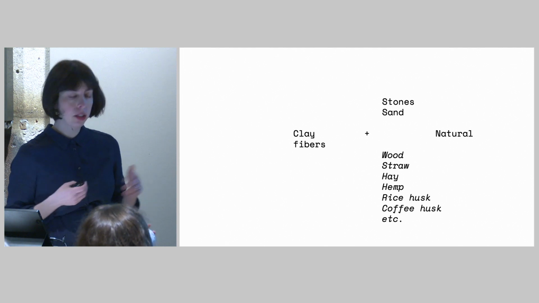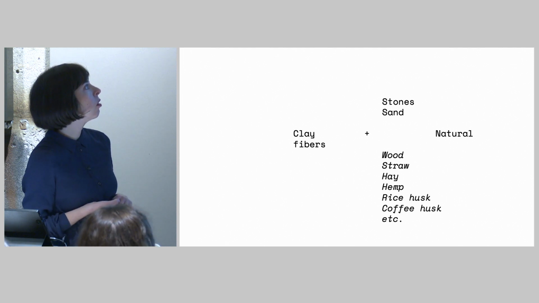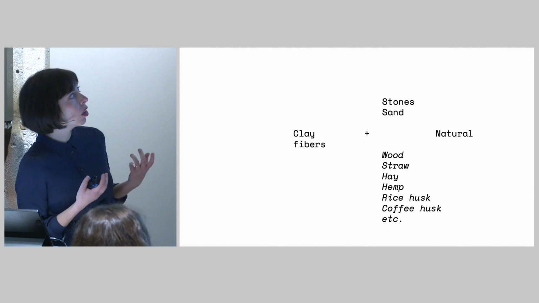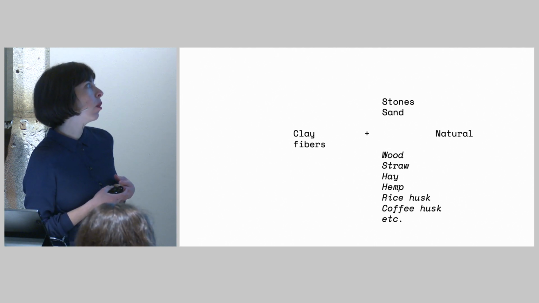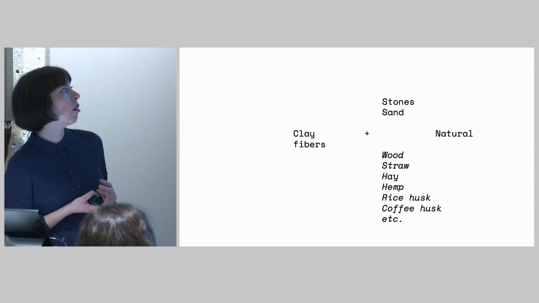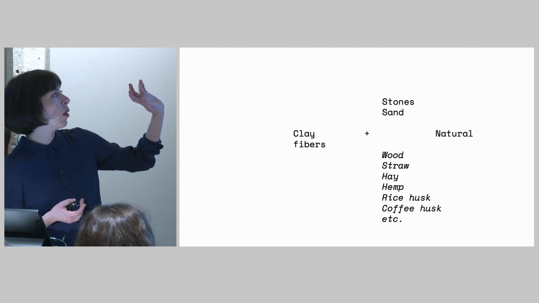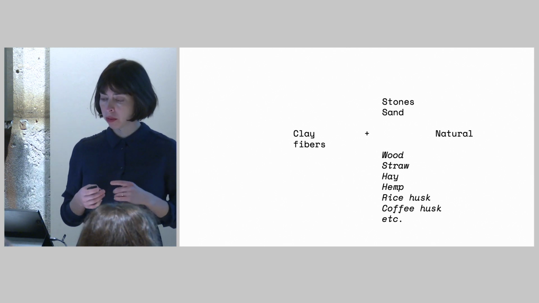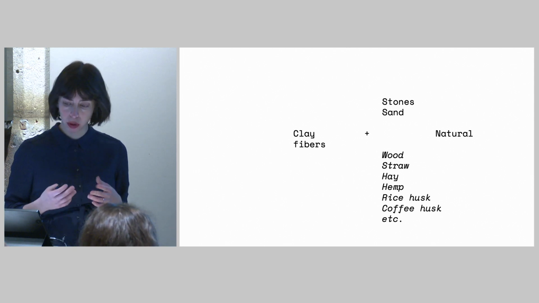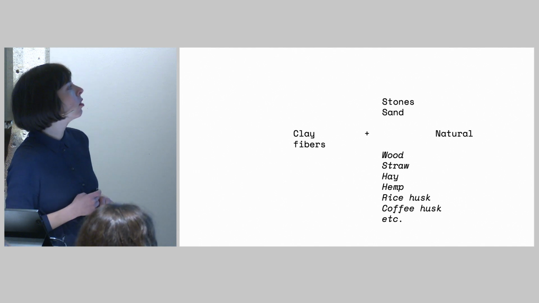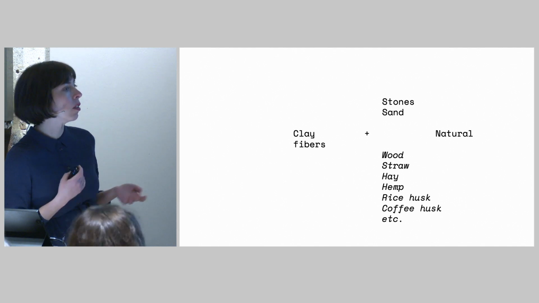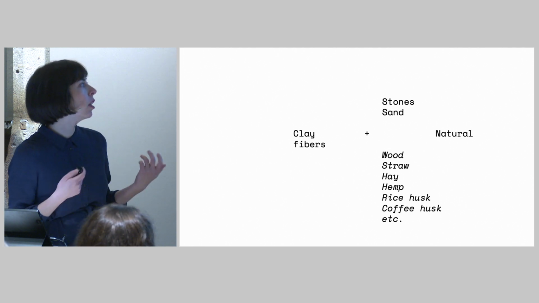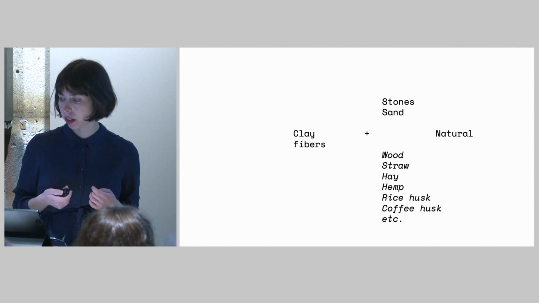And like I said, you can use many different types of aggregates. So stones and sand are of course really good and common, but also, unlike Portland-based concretes, we can use a lot of natural types of fibers and aggregates, like wood, straw, hay, hemp, rice husk, coffee husk, and all sorts of things, because in that sense clay allows everything to breathe, so it won't rot inside.